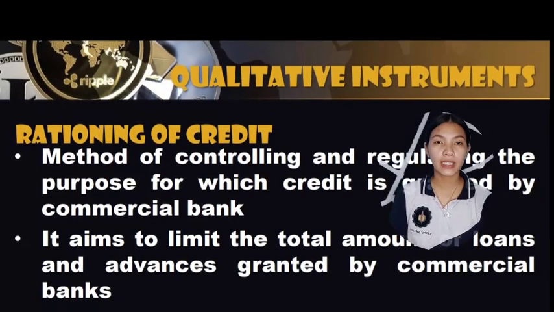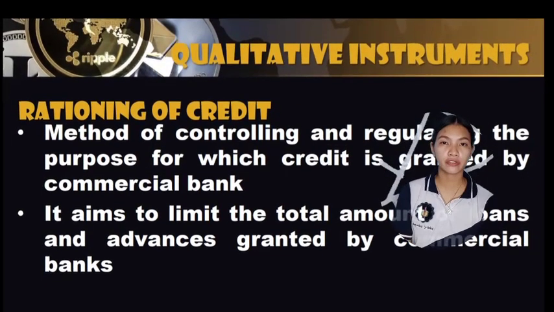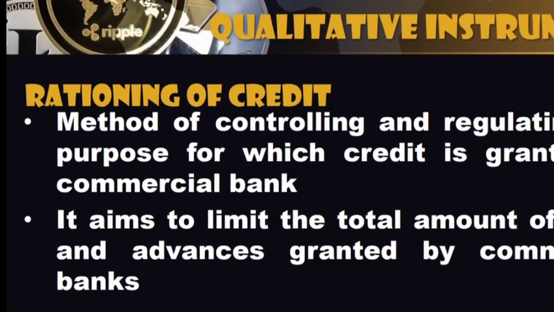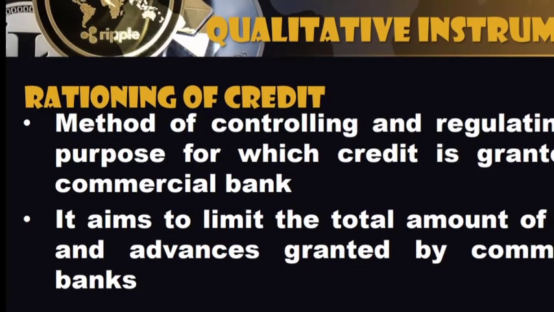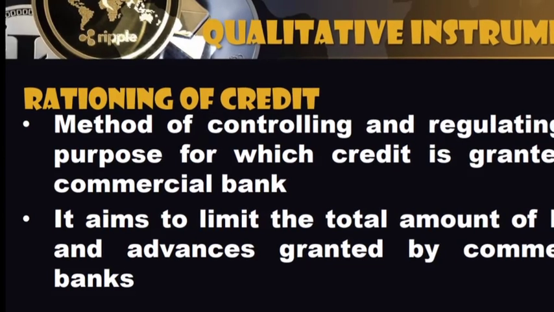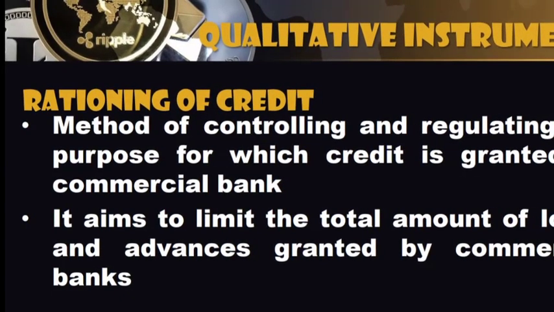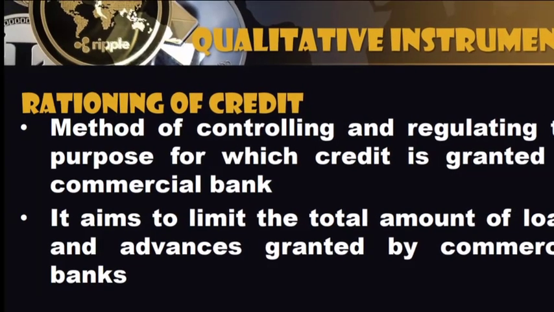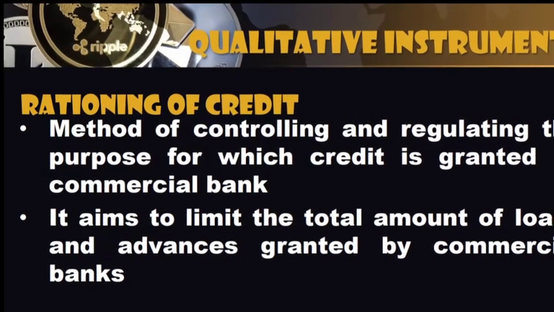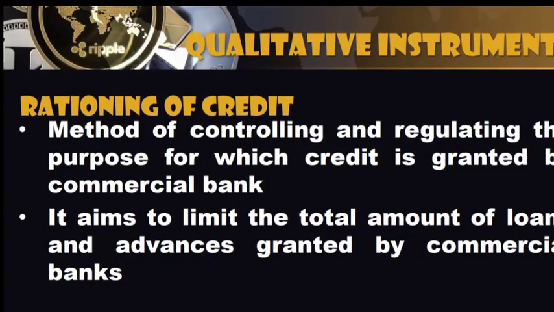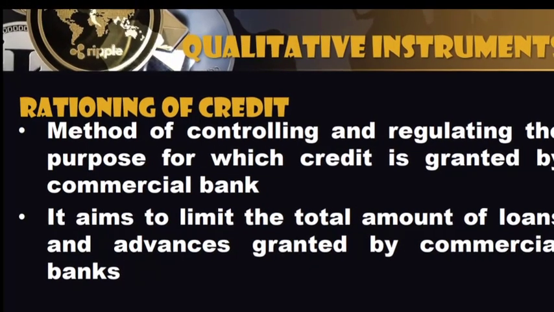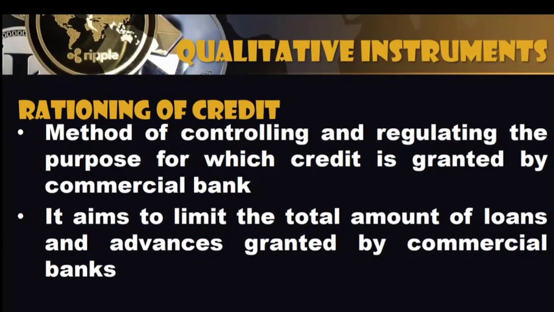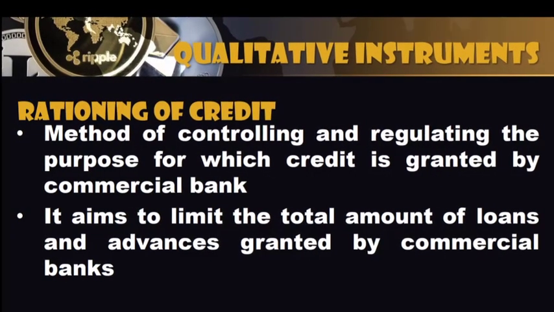So let's now move on to discussing the qualitative instruments. The first qualitative instrument is the rationing of credit. It is the method of controlling and regulating the purpose for which credit is granted by commercial banks. It aims to limit the total amount of loans and advances granted by commercial banks. Credit is given by limiting the amount available for each commercial bank. This helps in lowering the bank's credit exposure to unwanted sectors. This instrument controls the bill discounting.